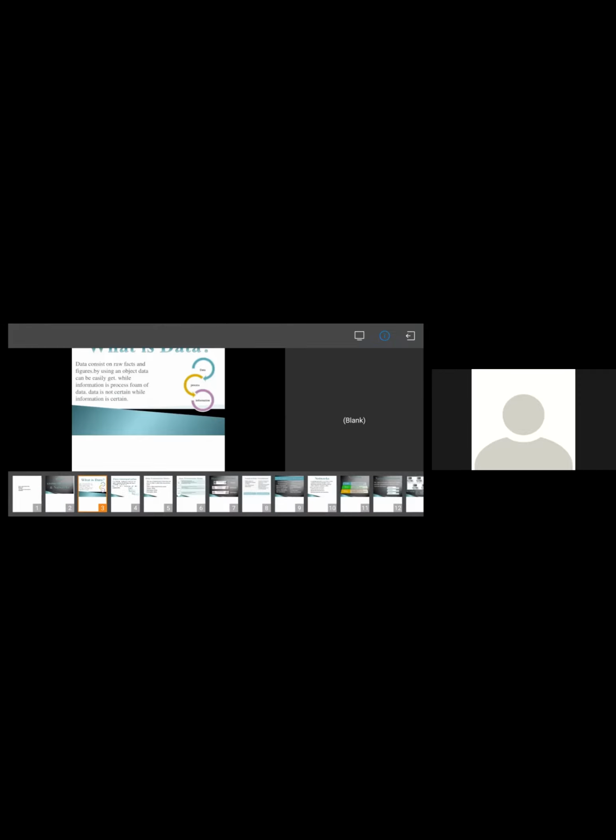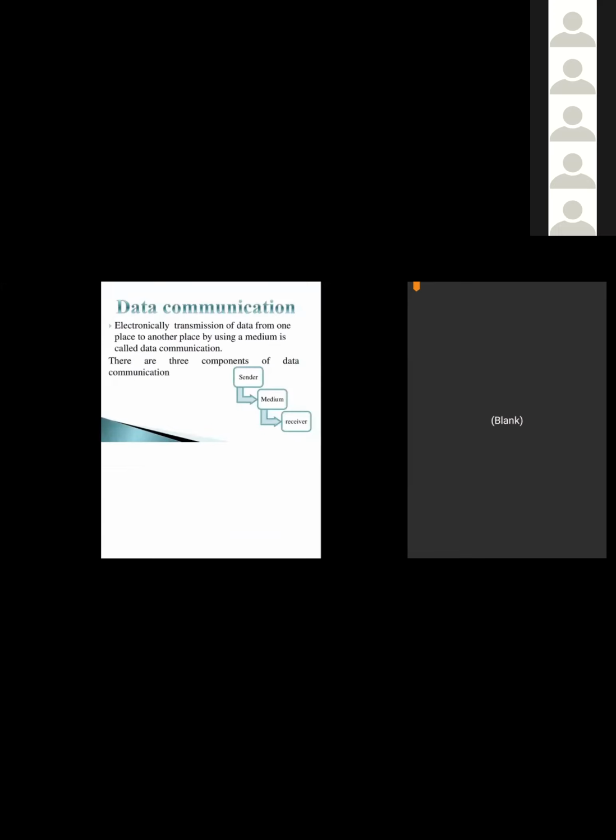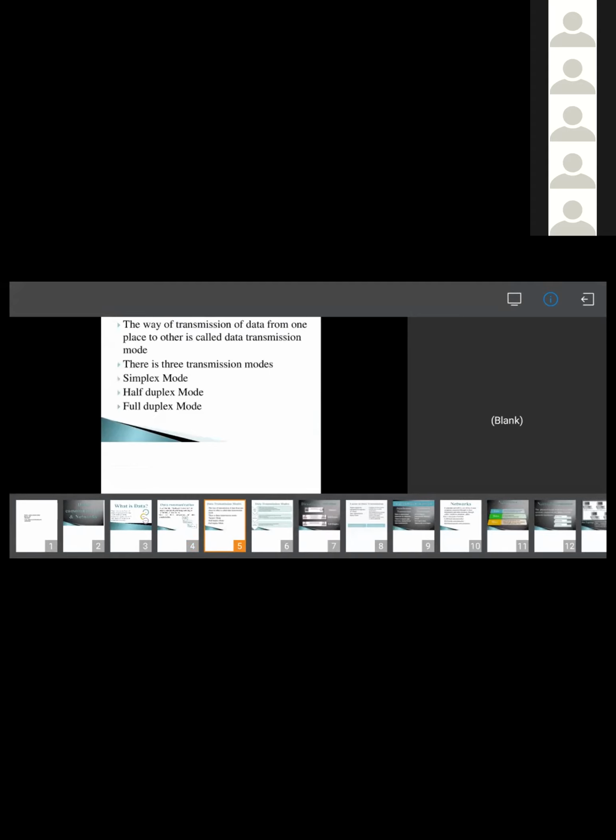What is data? Data consists of raw facts and figures. By using an object, data can be easily obtained. While information is a processed form of data. Data communication: electronic transmission of data from one place to another by using a medium is called data communication. There are three components of data communication: sender, medium, and receiver.